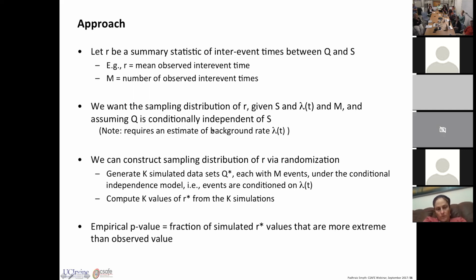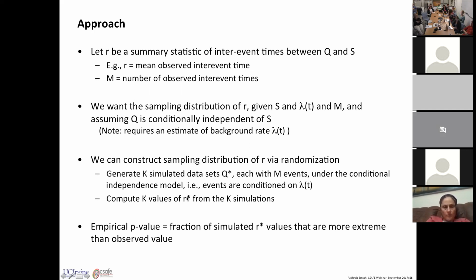So one way you can get this sampling distribution is by randomization. You just generate lots of simulated data sets. Each of them has M simulated events, generated by the background rate. You then measure the simulated inter-event times relative to the fixed set of source events. You do that K times, and each time you get a mean. In this case, we're using the mean for R. And you're going to get K values of R from the K simulations.